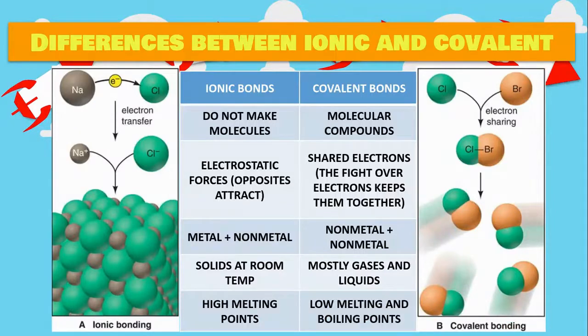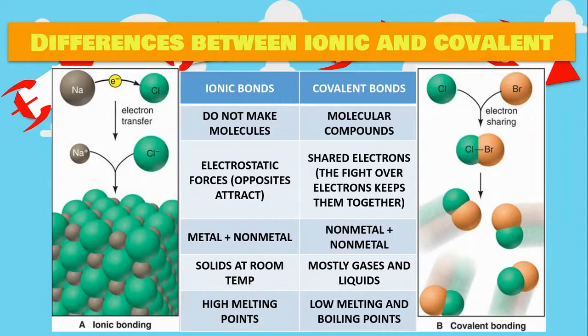Now, for the difference between ionic and covalent compounds, we have this table right there that you can look at. Ionic compounds don't make molecules, they make crystals, whereas covalent bonds make molecules. The bond between two ions is an electrostatic force where opposites attract. And in the case of a covalent compound, the molecules formed are sharing the electrons.